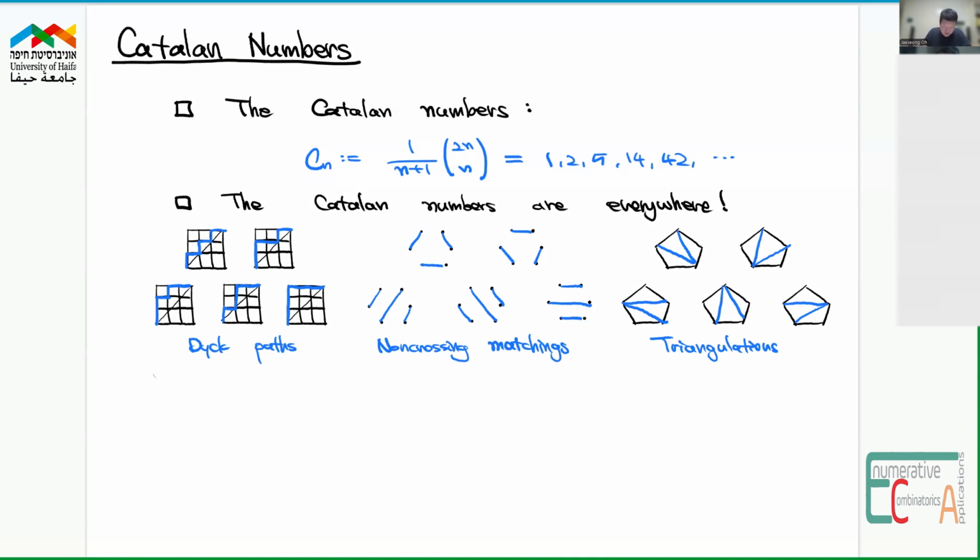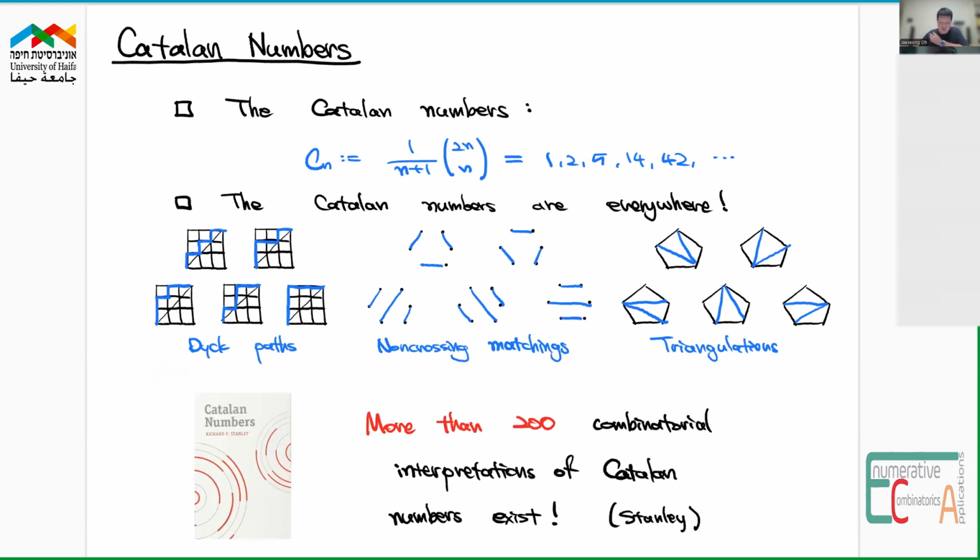I'll just say that a Dyck path is a lattice path using up steps and right steps that never goes below the main diagonal. There are 5 Dyck paths of size 3, and the number 5 corresponds to the third Catalan number. All these 3 objects are counted by the Catalan number. And this is quite a short list to say that Catalan numbers are everywhere.